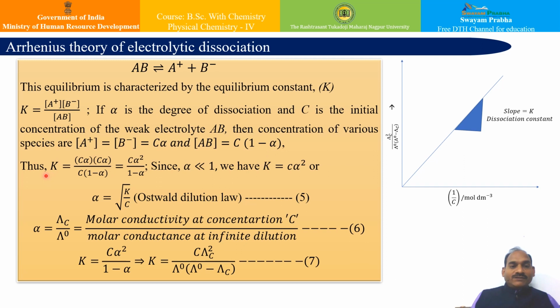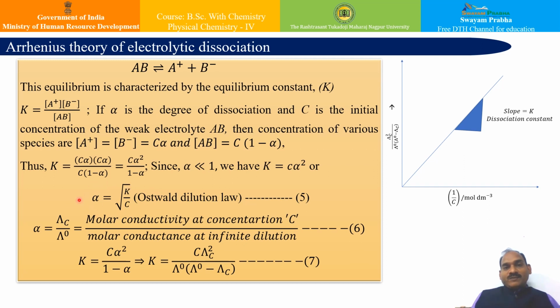Therefore, I can write down this equilibrium constant if I substitute the values for cation and anion as C alpha, and the concentration of the electrolyte as C into 1 minus alpha. I get K is equal to C alpha into C alpha upon C into 1 minus alpha, so it gives me C alpha square upon 1 minus alpha. Now, since my degree of dissociation, alpha, is much less than 1, it has to be, in this case K is equal to C alpha square, or I can write this expression for alpha in this particular form.